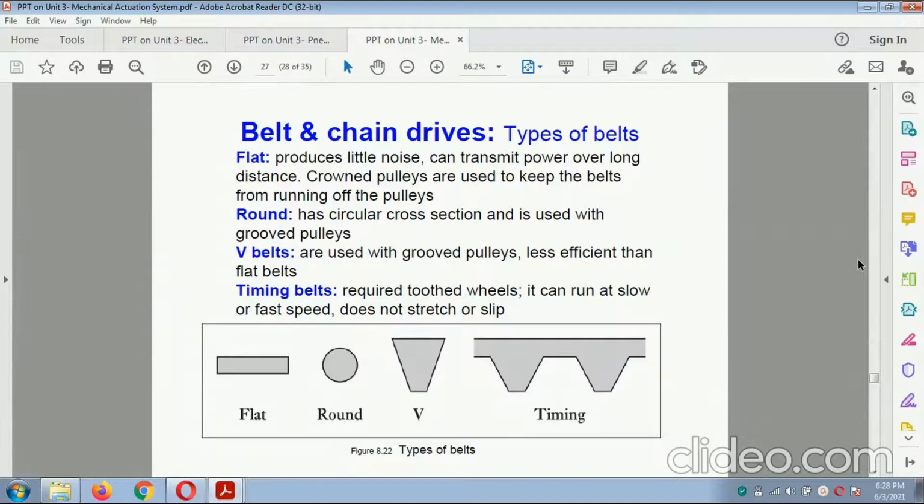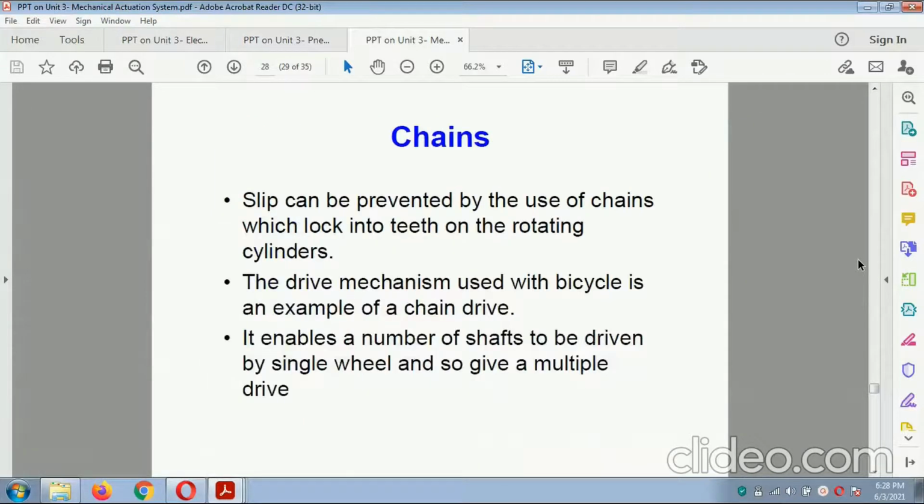Timing belt. It requires toothed wheels, it can be run at slow or fast speed, and does not stretch or slip. So the types of belt are flat, round, V and timing. Chains. Slip can be prevented by the use of a chain which loops into the teeth on the rotating cylinder. The drive mechanism used with a bicycle is an example of a chain drive. It enables a number of shafts to be driven by a single wheel and gives a multiple drive.